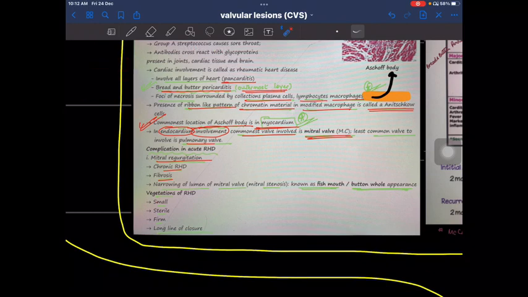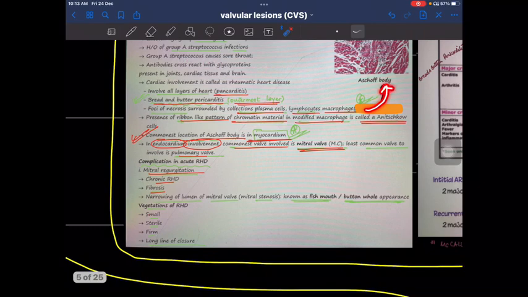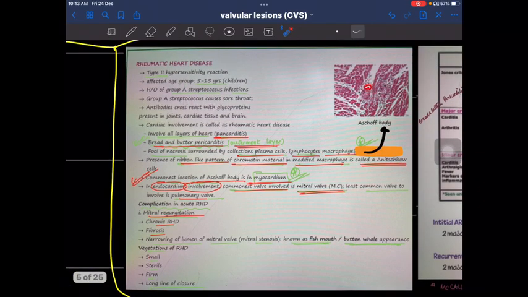Okay. But when there is pericarditis, it is called bread and butter pericarditis. Okay. This is very important. Very, very important. It can be asked to you. Okay. So there is a focus or foci of necrosis, which is surrounded by plasma cells, lymphocytes and macrophages. This is called your Aschoff body. Okay, just take a brief look.